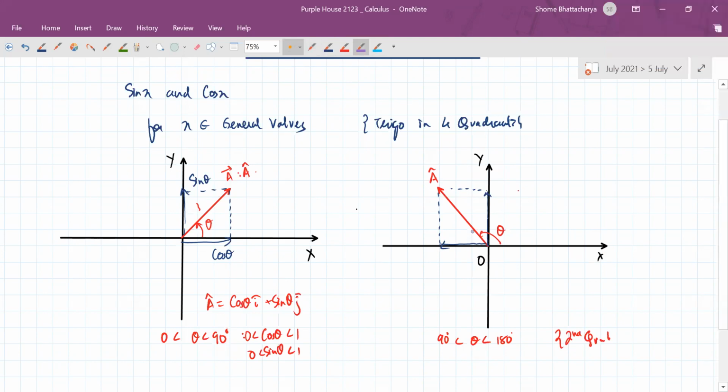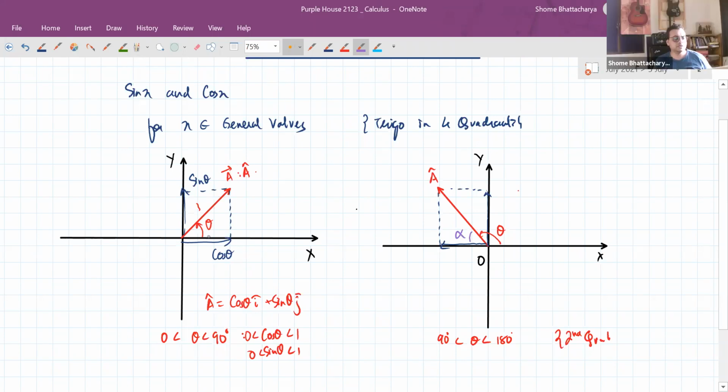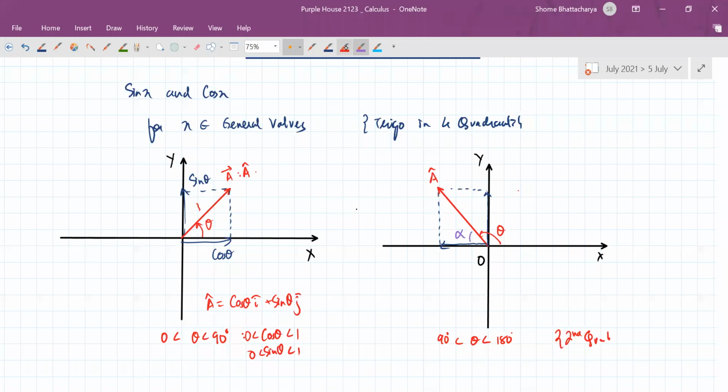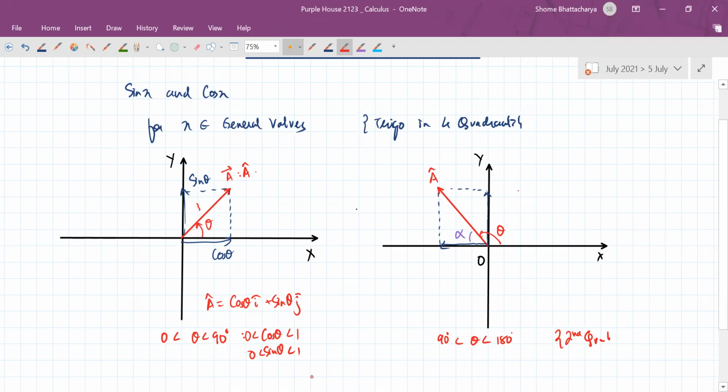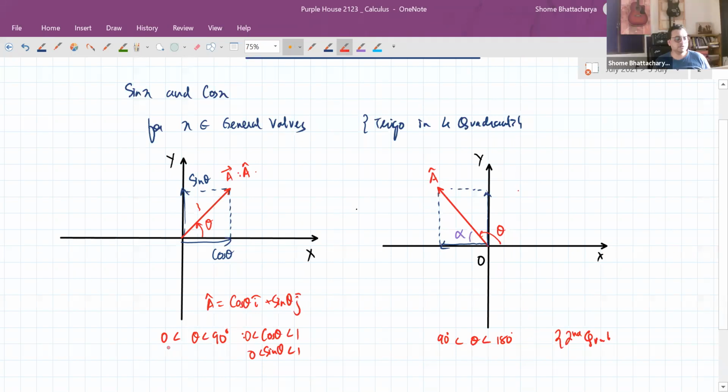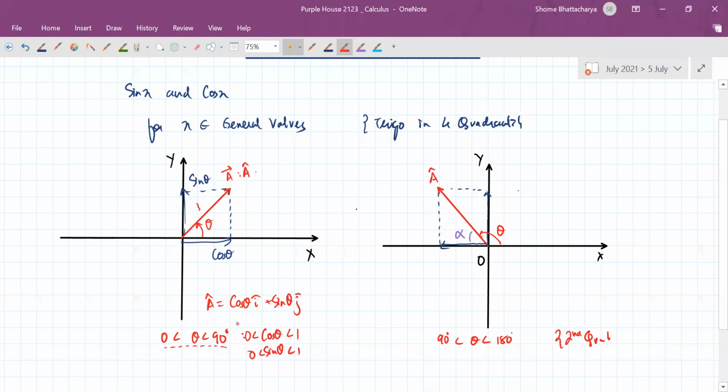The graph will be in the first quadrant, so theta will be between 0 and 90. Yes, it's between 0 and 90, as you can see. Theta is between 0 and 90, it's in the first quadrant. The 0 and 1 I wrote refers to cos theta and sin theta. See, we've written this. Theta is between 0 and 90. Cos theta is between 0 and 1. Sin theta is between 0 and 1.